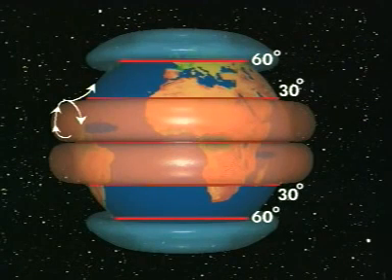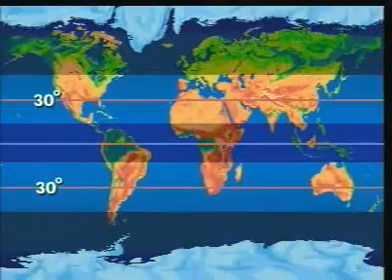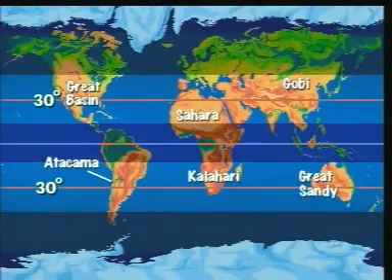At 30 degrees from the equator, the air is sinking. It compresses, becoming warmer, meaning it is more capable of evaporating water. So most deserts are found about 30 degrees from the equator.